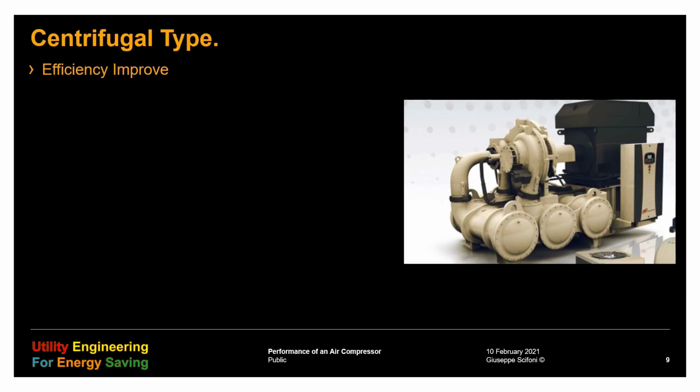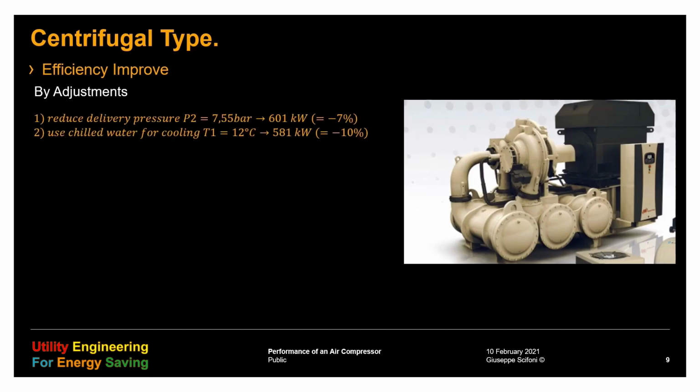Why have we made all this long exercise? In order to understand what is affecting the power demand and how to optimize it. Should we need to reduce the energy consumption of the machine, what can we do? Let's speak about the machine itself, not about its regulation. For the time, we assume it works fully loaded. By only adjustments, we can reduce, for instance, the delivery pressure, supposing that our process is not suffering from it. By dropping 1 bar, we gain about 7%. And by using chilled water, supposing that it is already available, we can gain a further 20 kilowatt, altogether 10%.